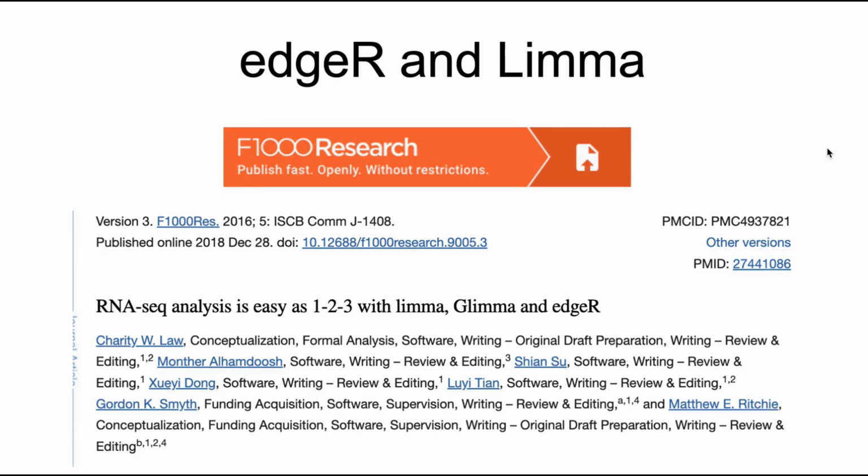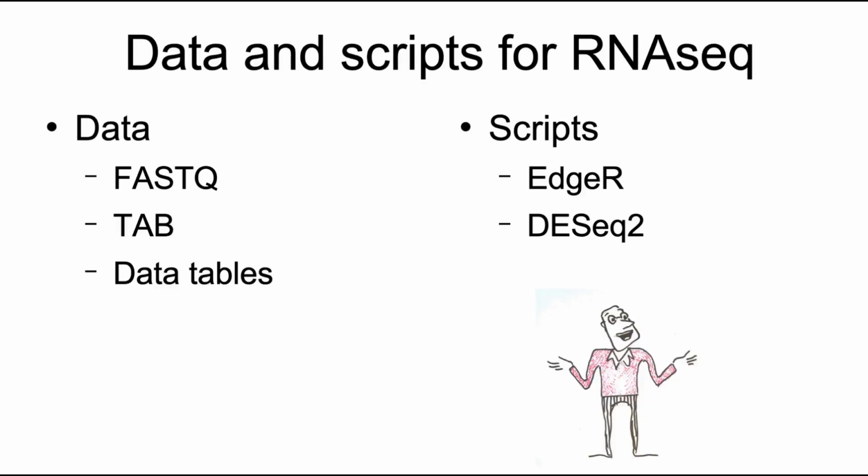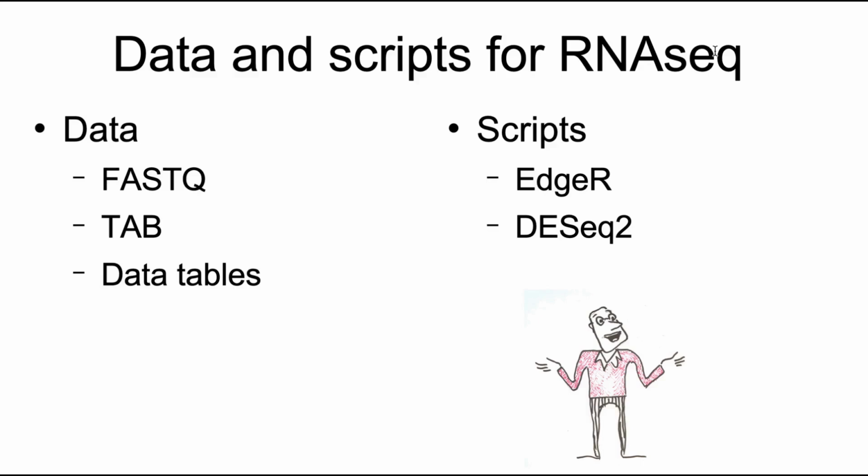Hi, today I will talk about edgeR and limma, and if you hear these names for the first time you might think, what? Is it some sort of animals? No, it is about RNA-seq analysis, and whenever we talk about RNA-seq analysis, then we usually mention two types of protocols. One is edgeR and the other is DESeq.